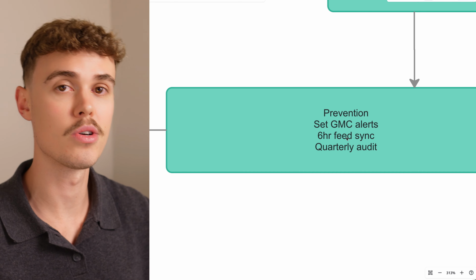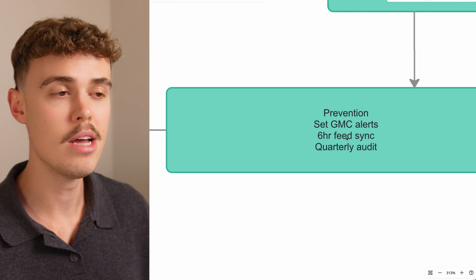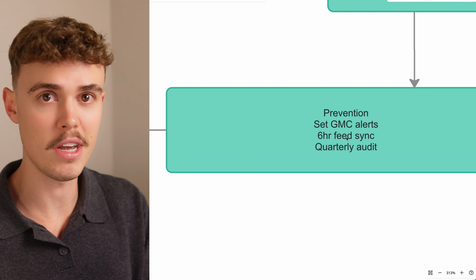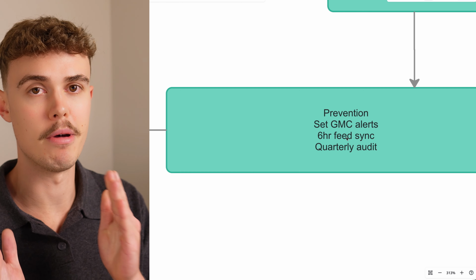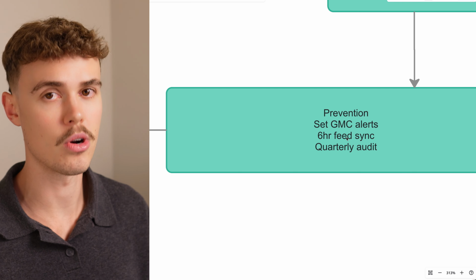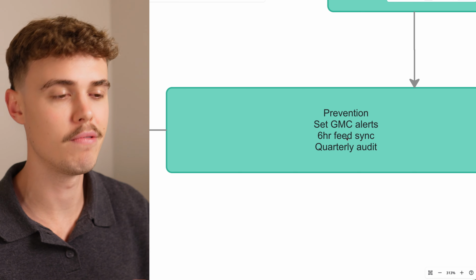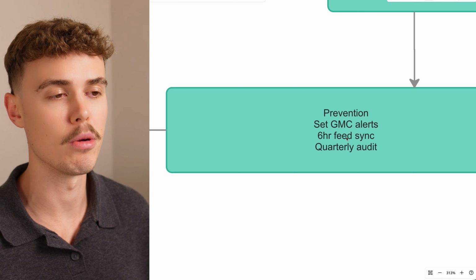6-hour feed sync. So make sure your feed is updating very regularly, because if you aren't syncing through changes from Shopify to your feed, then naturally you're going to have a misalignment between your feed and your Shopify, which is going to cause issues. So make sure you're syncing as regularly as possible to keep all the active and most up-to-date data flowing through the Merchant Center.